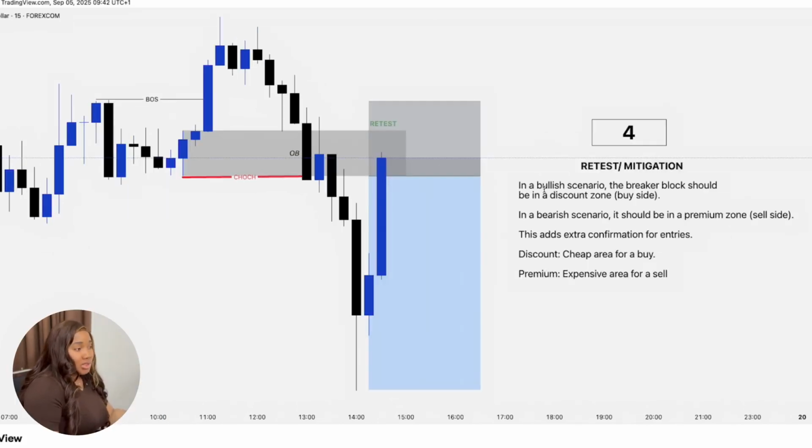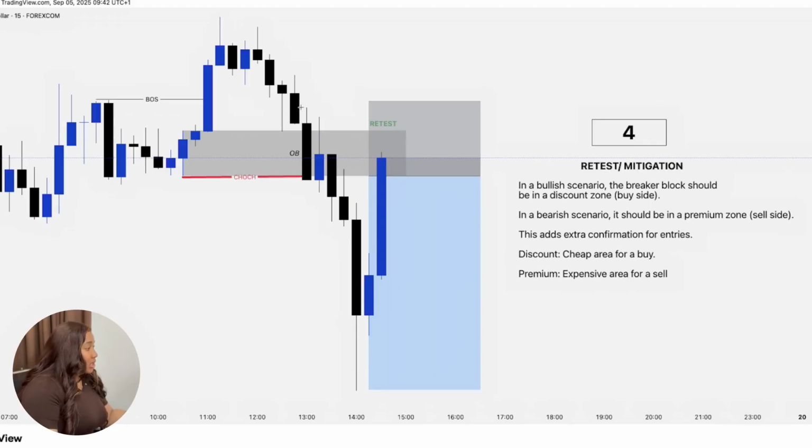Still on retest and mitigation, when you are trying to catch a trade using breaker blocks, make sure you are working with the discount and the premium zones. So in a bullish scenario, the breaker block should be in a discount zone. Discount zone here simply means cheap area for a buy. And then in a bearish scenario, it should be in a premium zone. And premium zone here means expensive area for a sell. So this adds extra confirmation for entries.